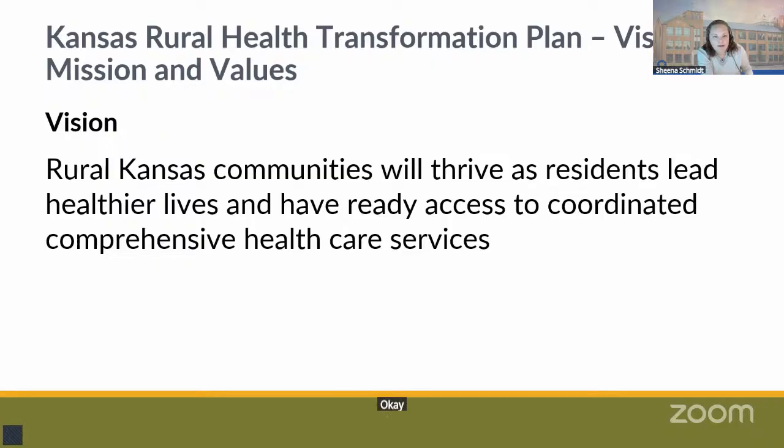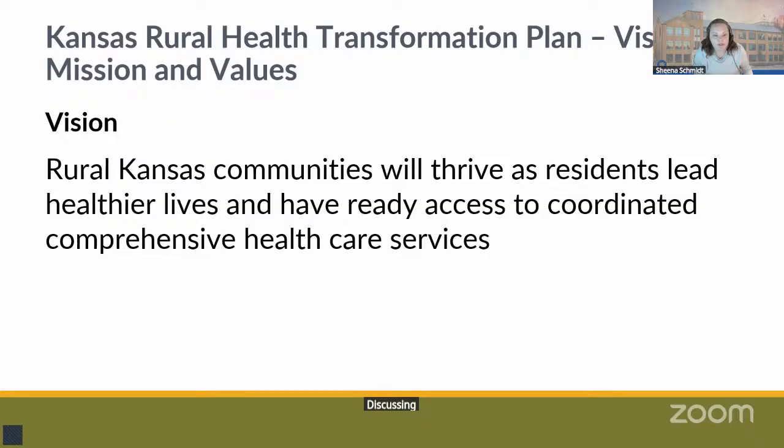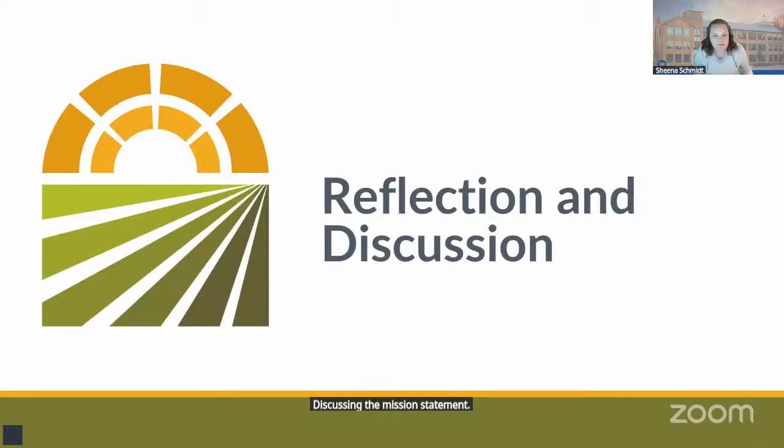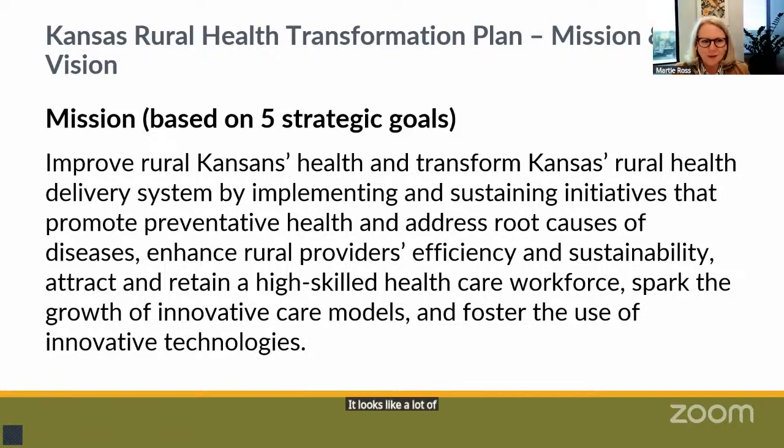Okay. To move us along and to make sure we have enough time for our great discussions we have planned, I'm going to move us to discussing the mission statement. It looks like a lot of words. I'm the first to say that.